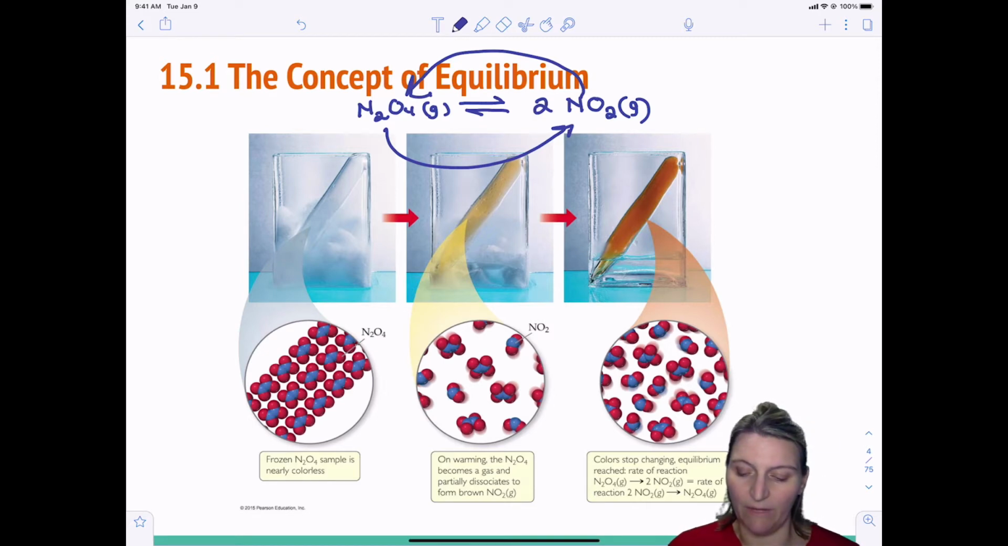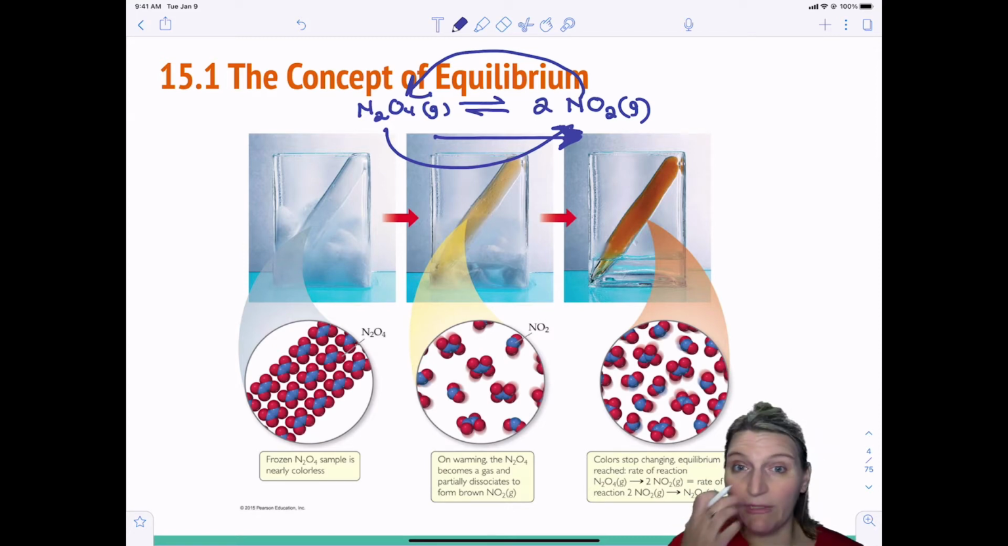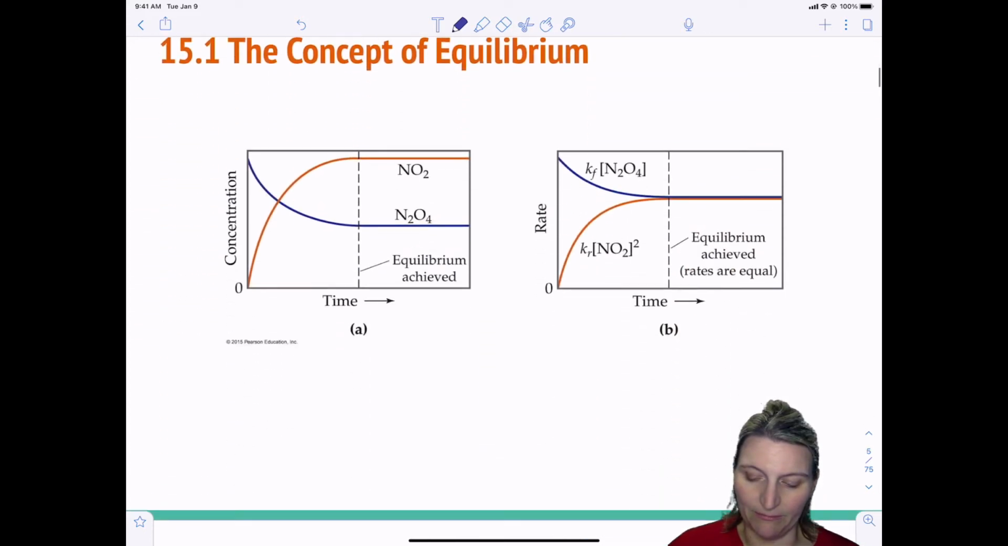And you can see here the different temperatures. In a really cold scenario, it's N2O4. As the temperature increases, the reaction proceeds more to the right. So at a higher temperature, we have more NO2, nitrogen dioxide. So we'll talk about how temperature relates to this and how we can mathematically represent that.